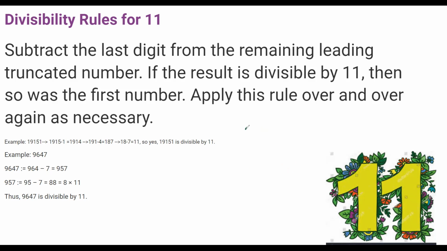Suppose you have 3, 3, 3, 3, 3, 3. This way it will be easier. Let's do any number, like suppose 1, 5, 2, 3. So the last digit you subtract from this. So how much did you get? 149. Is 149 divisible? Just check. Subtract from 9 here. So no, 5 is not divisible by 3. So this is another very, very important method.